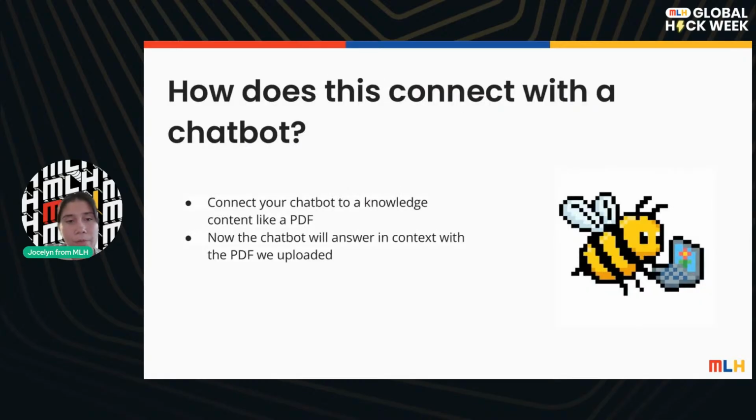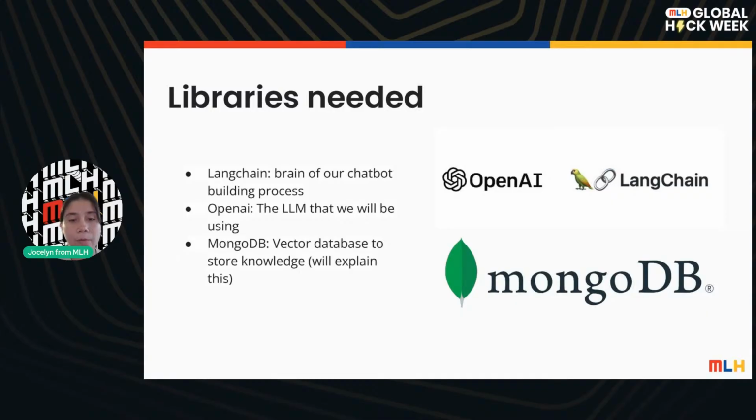Okay, so now we're going to see how this actually connects with the chatbot that we were creating. We actually want to plug our chatbot into a knowledge base, which can be a PDF or any source of information that we give it. And now the chatbot will answer with context from the PDF that we recently uploaded. We were using this library, so we were using OpenAI, but we changed it to Gemini, and then I changed it again to Hugging Face. I will tell you why in a second. And then we will be using MongoDB as well.